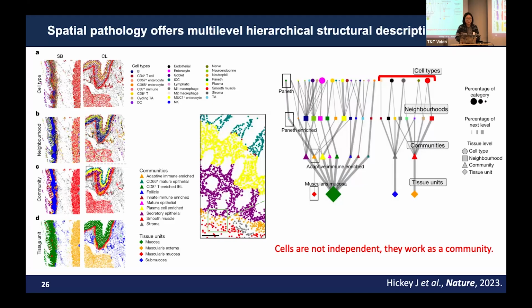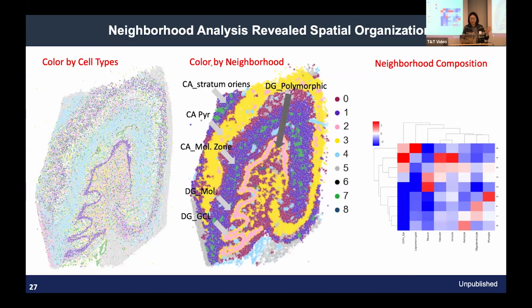So the idea is that if you're in the wrong neighborhood, if your epithelial cells are surrounded by 10 immune cells, you're in trouble because you have the wrong neighbors. This is a very nice way of understanding their spatial organization. So we adopt their algorithm for the brain.